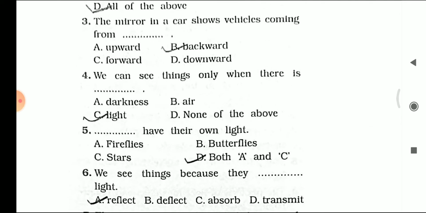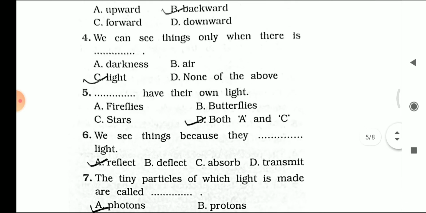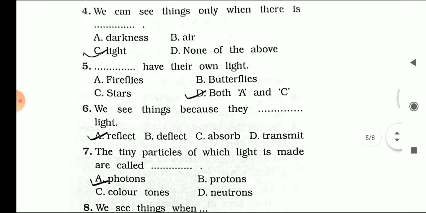The mirror in the car shows the vehicle coming from. The options are upward, backward, forward and downward. So when we look into the mirror of any vehicle, it will always show the vehicles which are coming from backward. We can see things only when there is dash. So the answer to this is light.